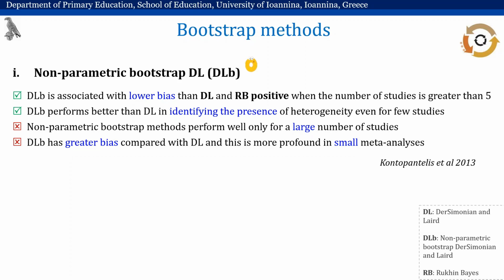Finally, we have the bootstrap methods, and in particular the non-parametric bootstrap DerSimonian and Laird that we have encountered in our literature review. The method is associated with lower bias than the DerSimonian and Laird when the number of studies is larger than 5. Otherwise, simulations show that it has greater bias than the DerSimonian and Laird. However, the advantage of this method is that it identifies better the presence of heterogeneity when we have only a few studies in the meta-analysis, and this is a concern that has been raised for the DerSimonian and Laird method, that it cannot really identify the presence of heterogeneity when it truly exists.